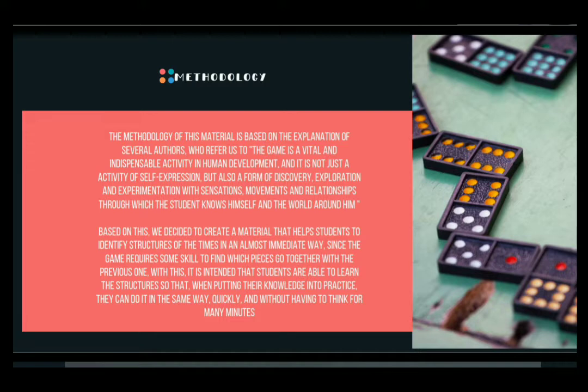Based on this, we decided to create a material that helps students to identify structures of the tenses in an almost immediate way, since the game requires some skills to find which pieces go together with the previous one. With this, it is intended that students are able to learn the structures so that when putting their knowledge into practice, they can do it in the same way, quickly and without having to think for many minutes.